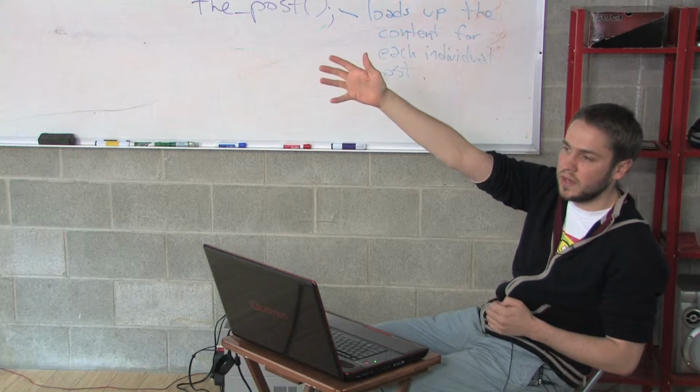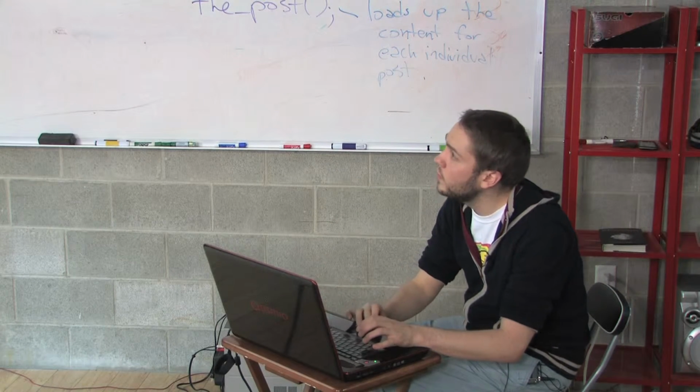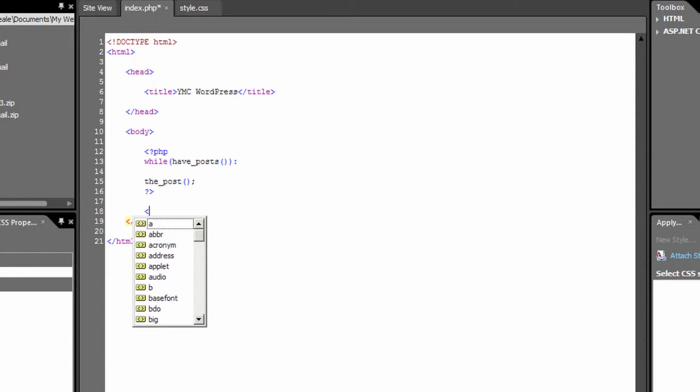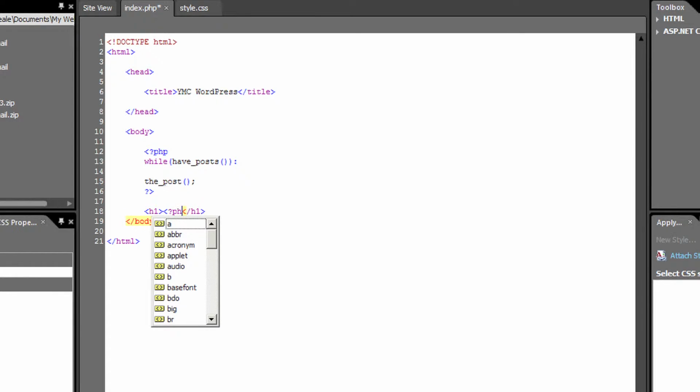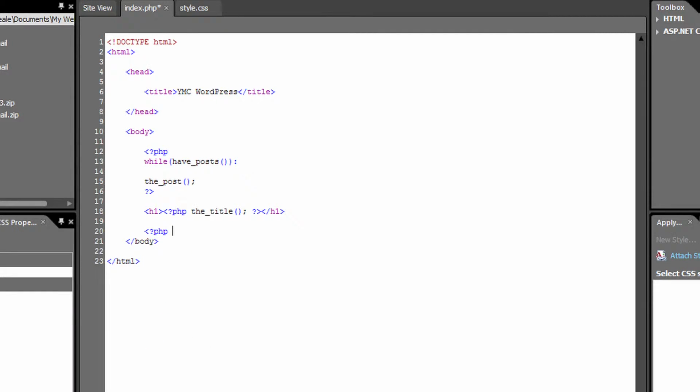So let's say, for instance, we want to get the title of the post that we just made. If we go back into Expression Web and we'll put our title inside some h1 tags, all I'm going to say is the_title. Let's try to get the actual content of those posts. There's another WordPress tag that we can put in there to get the content. So I'm going to save that. So now not only are we getting the title, but we're also getting the content for the post as well.